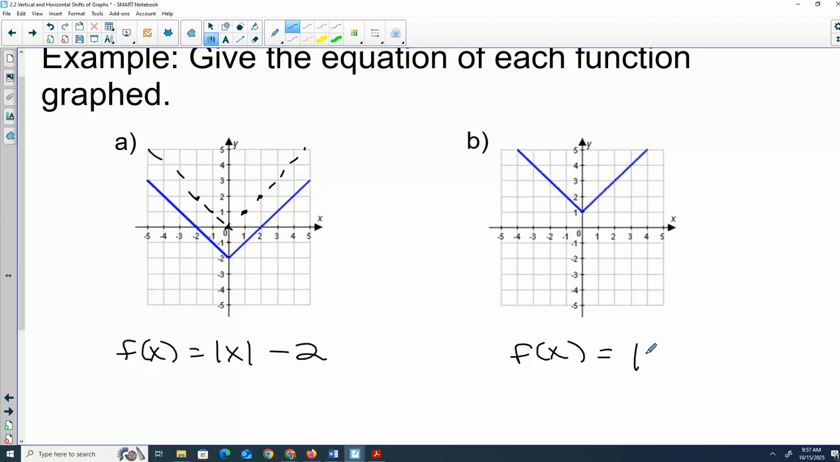B, this one's still an absolute value. How was this one moved? Up 1. So what would we put on the end? +1. Any questions on that one?